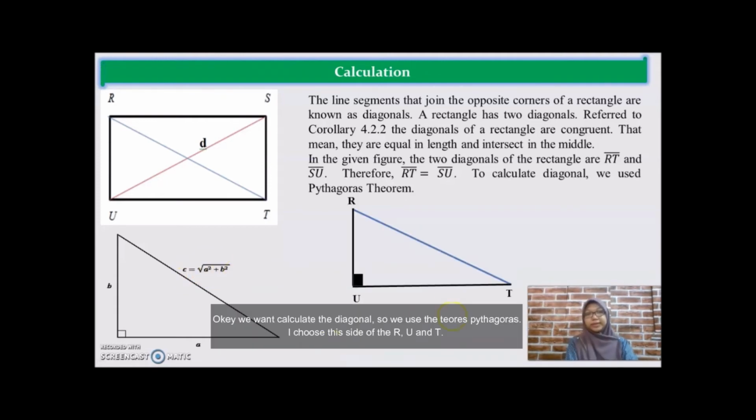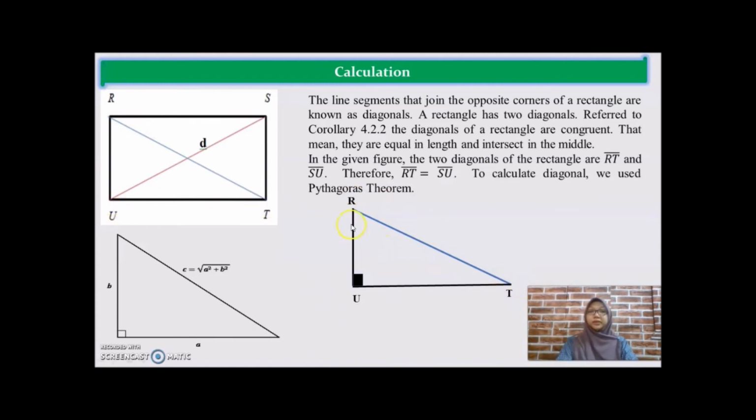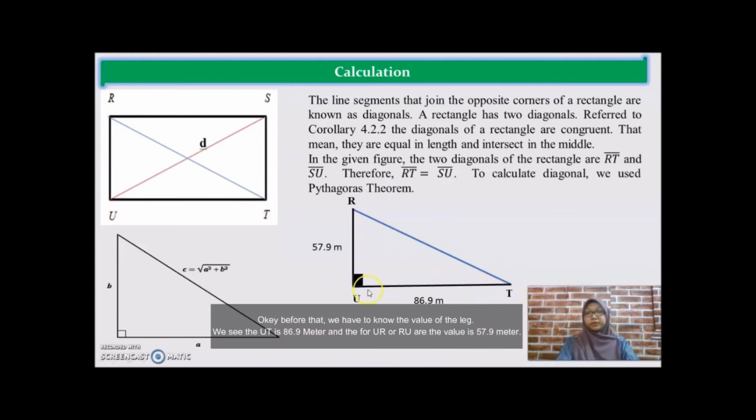We want to calculate the diagonal, so we use the Pythagorean theorem. For instance, I choose this side of R, U and T. The line is the diagonal. Before that, we have to know the value of the legs. You see, UT is 86.9 meters and UR, or RU, is 57.9 meters.